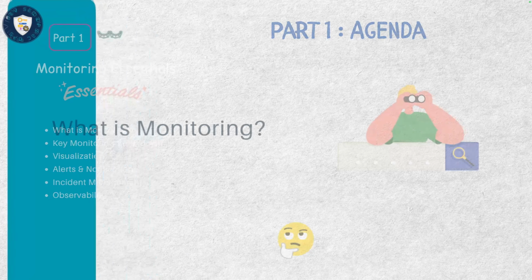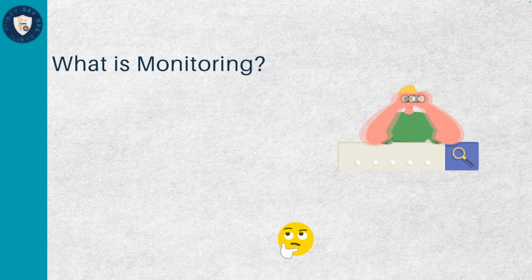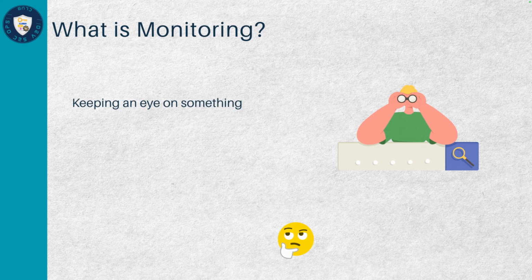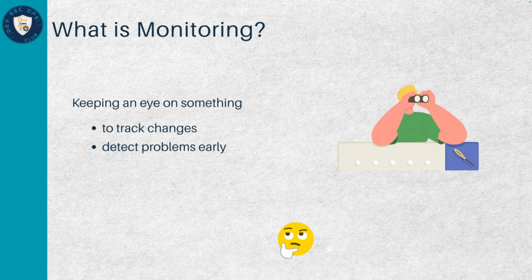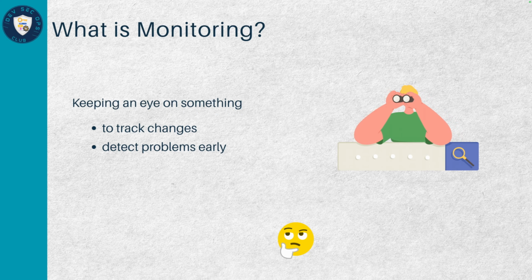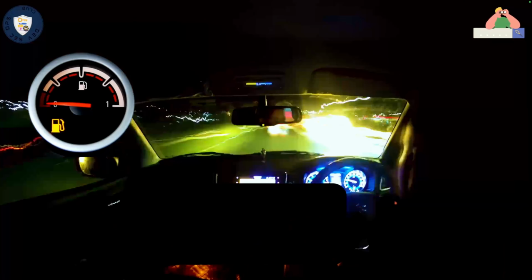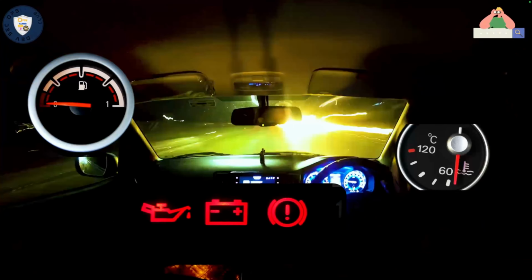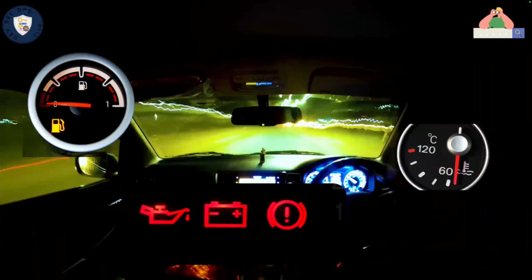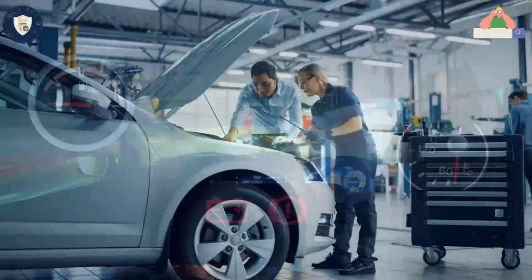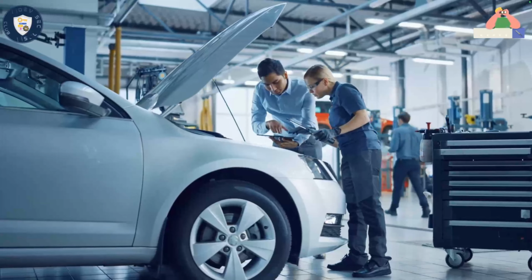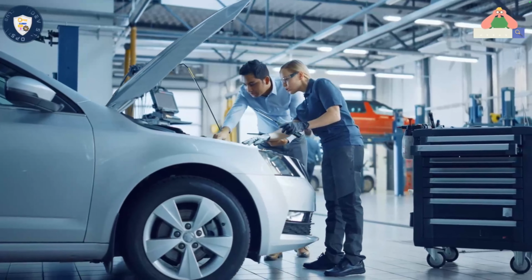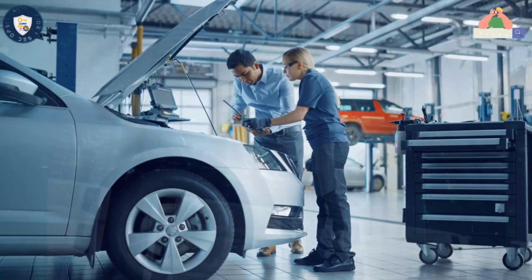The first thing first, what is monitoring? We could define it as keeping an eye on something to track changes and detect problems early, so you can act before small issues turn into bigger ones. Similarly, when you're driving a car, you constantly monitor the dashboard gauges, speed, fuel level, engine temperature, to make sure everything is running smoothly. If the fuel is low or the engine overheats, you immediately take action and take your car to the workshop, to prevent a bigger problem down the road.